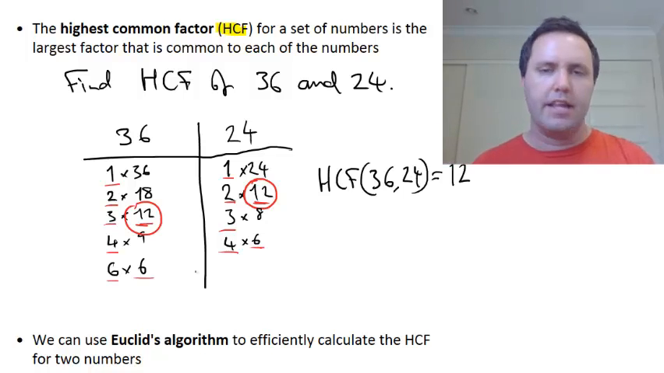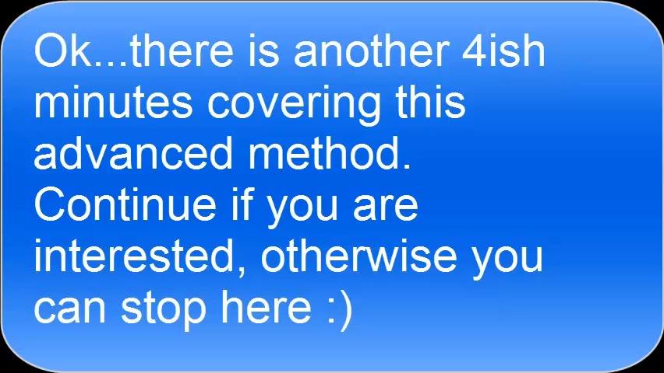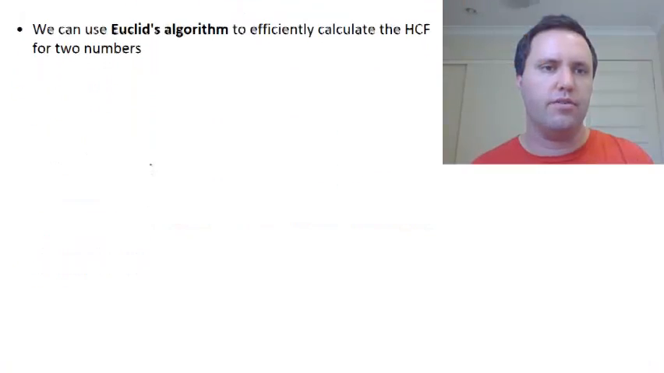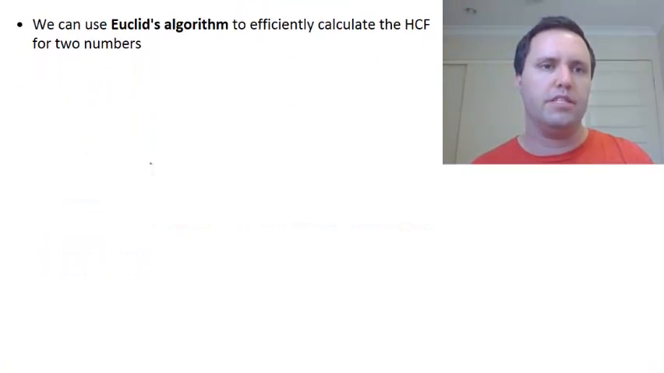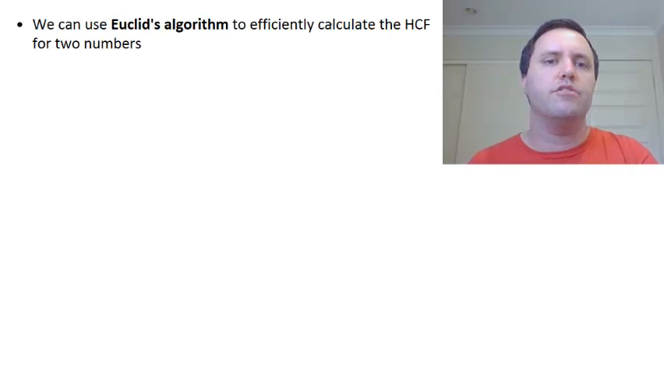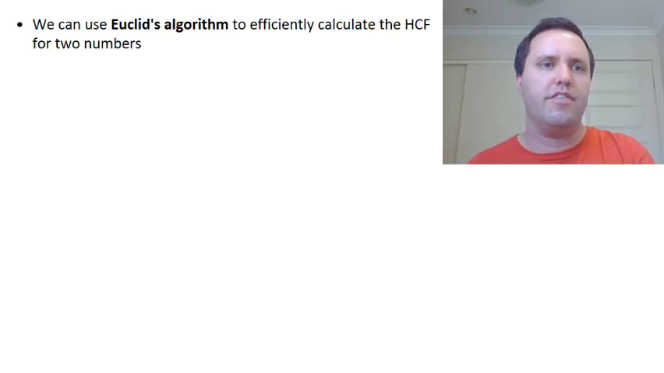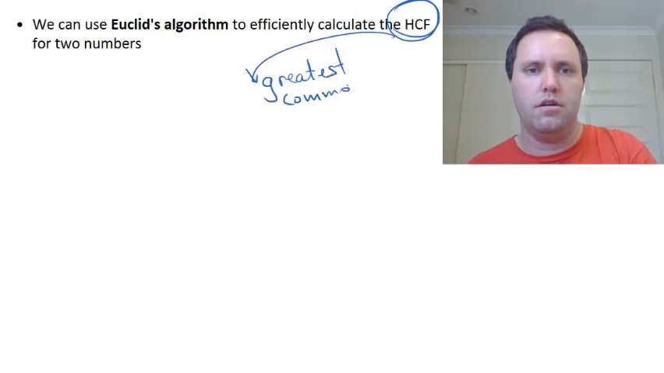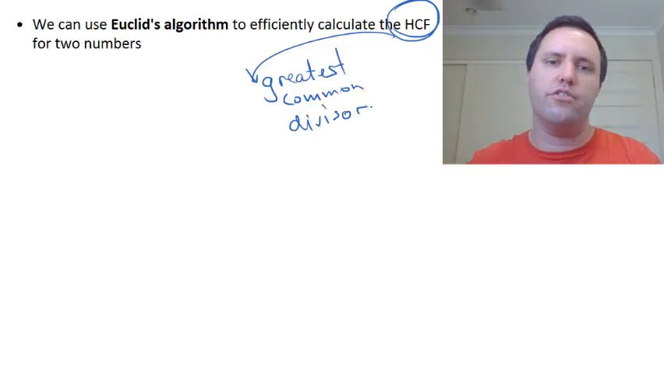Now there's a little bit more of an advanced way of finding this, and we'll have a look at it. It's called Euclid's algorithm. We can use Euclid's algorithm to efficiently calculate the highest common factor for two numbers. Now this HCF is also known, in other circles, as the greatest common divisor. So a factor is also a divisor.